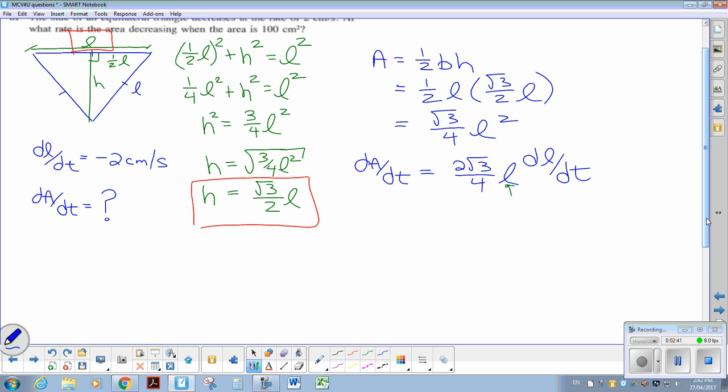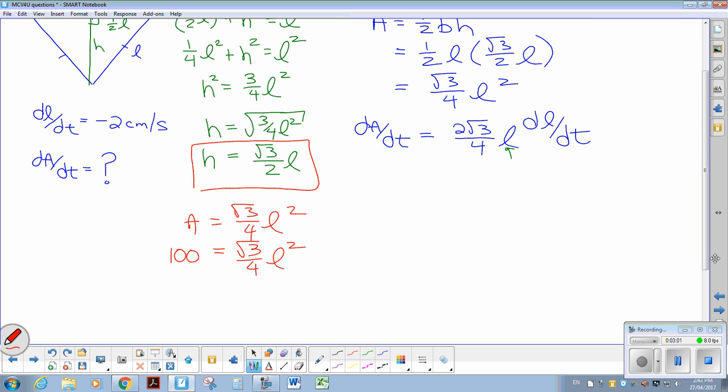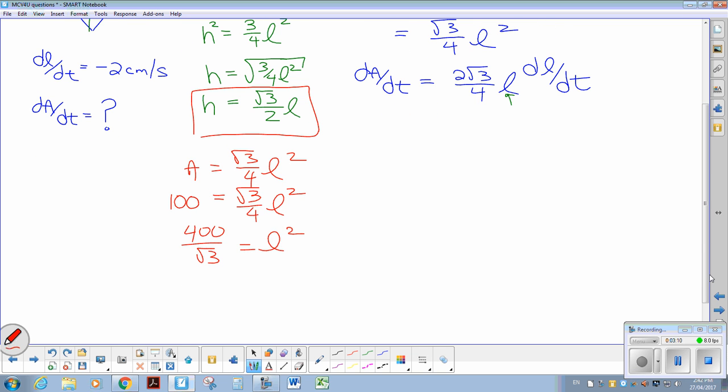I'm going to come back down below since I ran out of room, and I'll do it in red. My formula for area was root 3 over 4 L squared. So I need to know L, my length, when the area was equal to 100. I'm going to solve for L at that point. That means I would have 400 over root 3 equals L squared. Square root of both sides: the square root of 400 is 20, and then I have the root of root 3 as my L value. I need that to finish off this question.